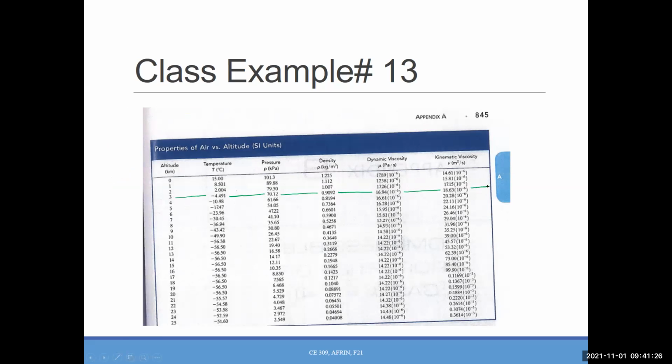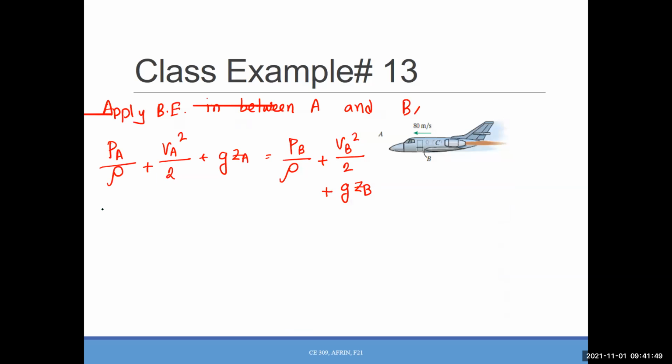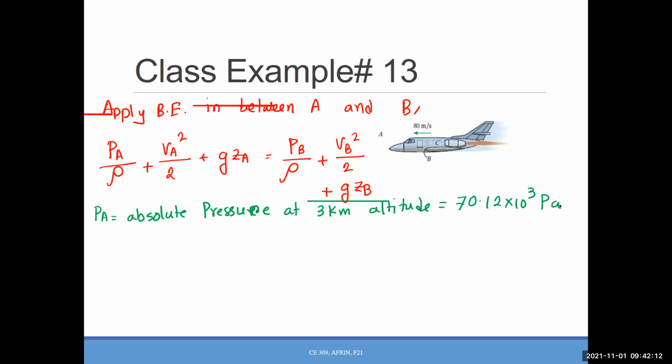Okay. So what is the pressure at 3 kilometer? 70.12 kilopascal, right? And we need to know the density also. What is the density? You can find that from Appendix A, everyone. Okay, so let's write it down. Absolute pressure at 3 kilometer. Can you tell me what the pressure was again? 70 point? Okay. Density at 3 kilometer: 0.9092 kg per meter cube, right?